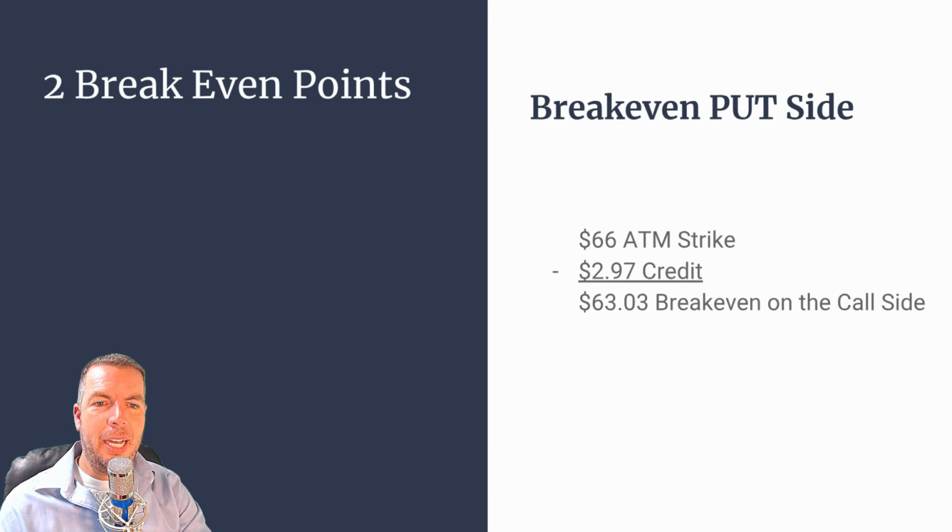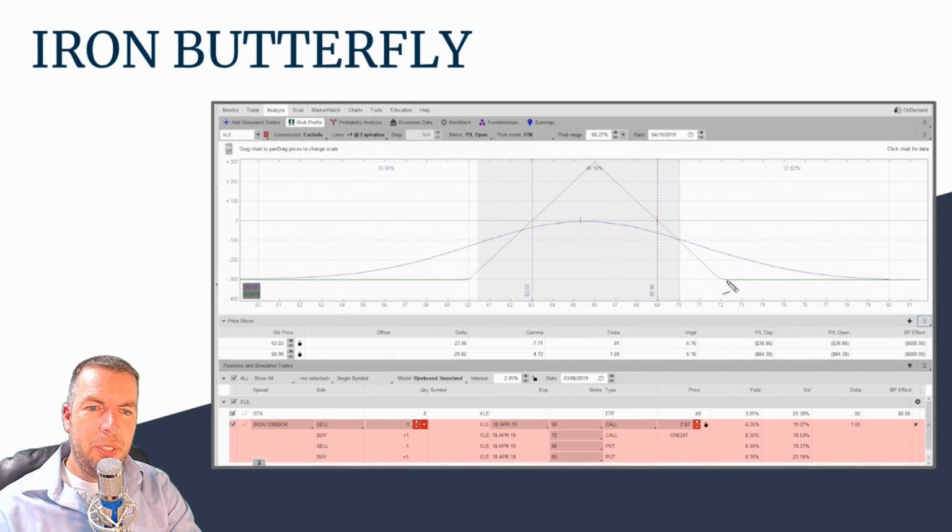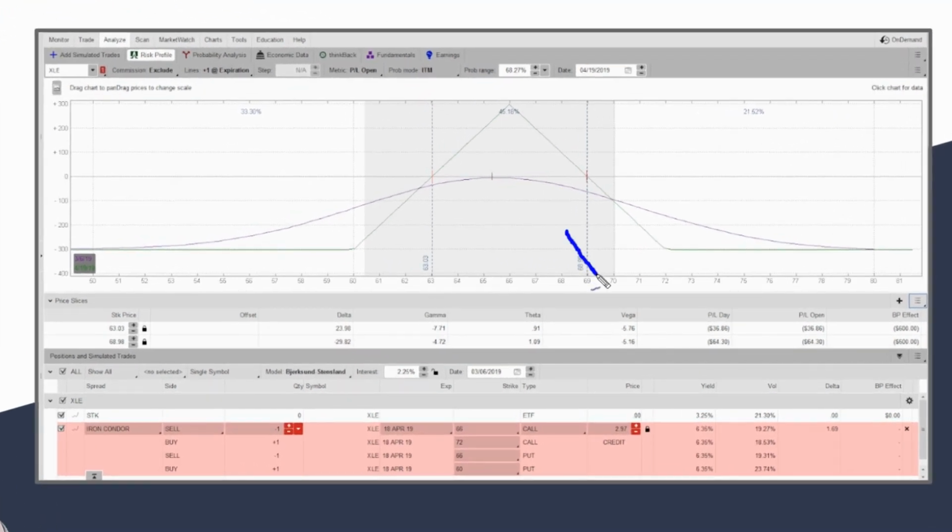So now we're looking at the put side. To find the break-even on the put side, you just take the $66 at-the-money strike minus the $2.97 credit, and our break-even point on the put side, that should say put right there, not call, should be $63.03. So again, looking at the Analyze tab here, you can see our break-even points right here.